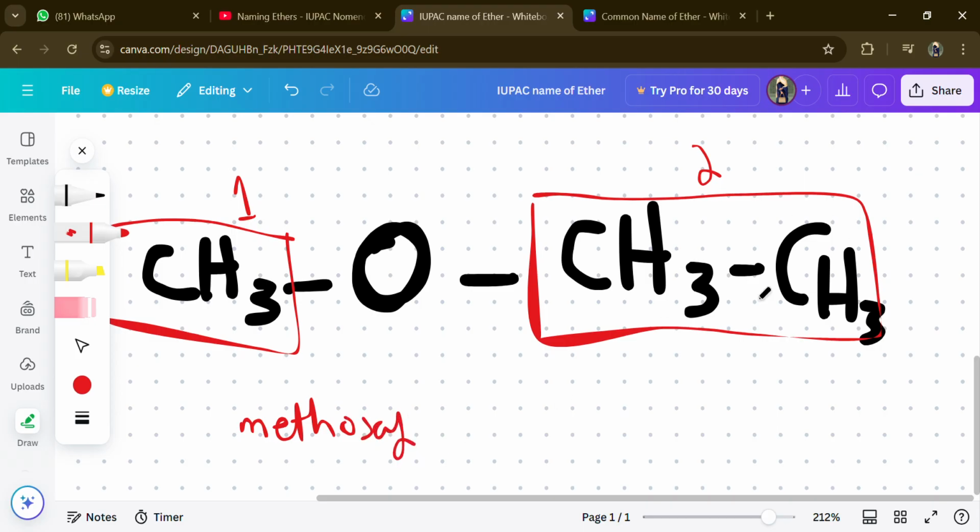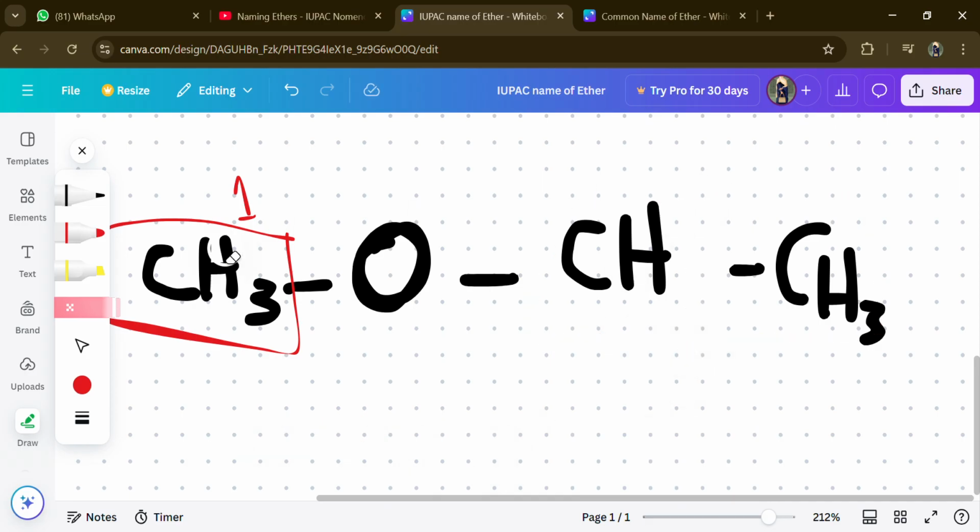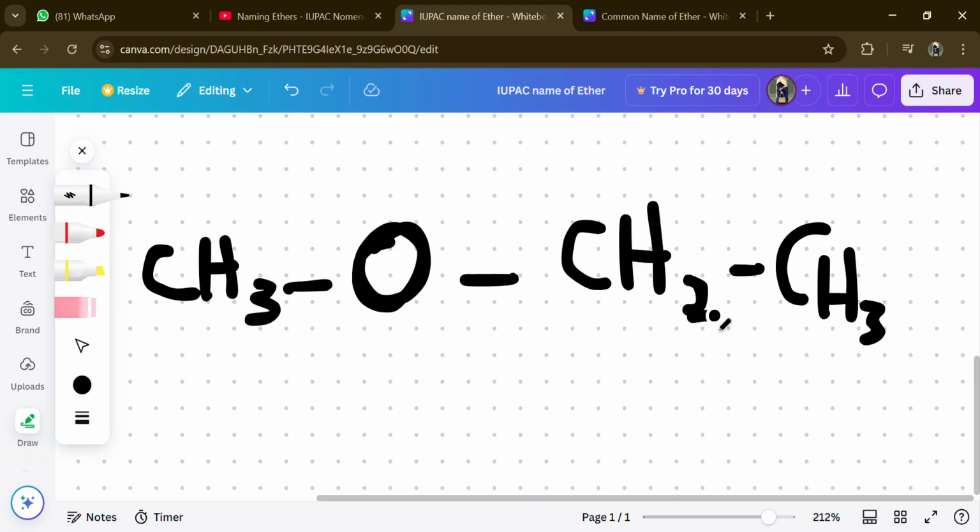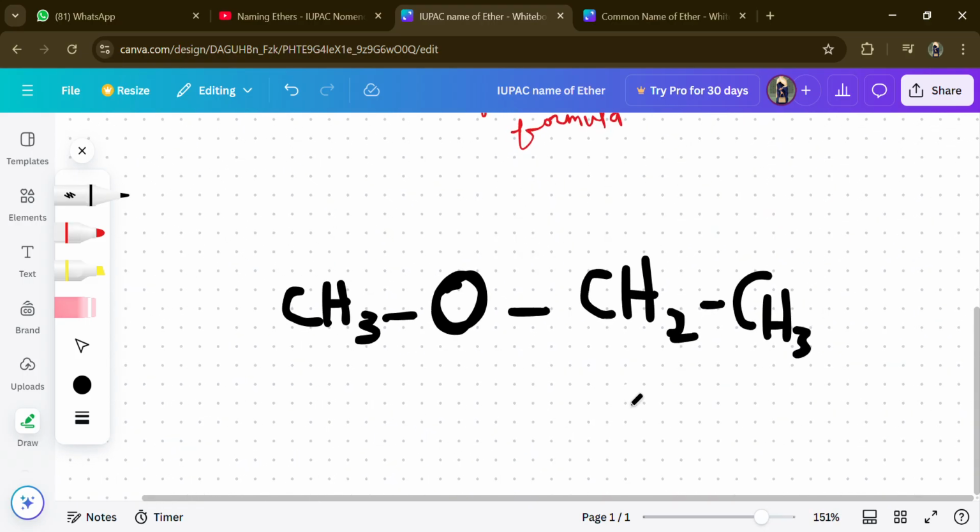Then what we do have here, we do have an ethyl group. So it will be ethyl. And then ether. Methoxyethyl ether. This would be its nomenclature. Now let's move on to our second term. Okay, this will be 2 according to the valency of carbon.